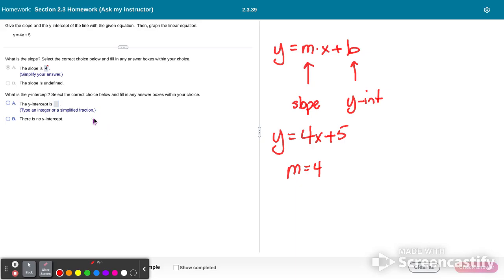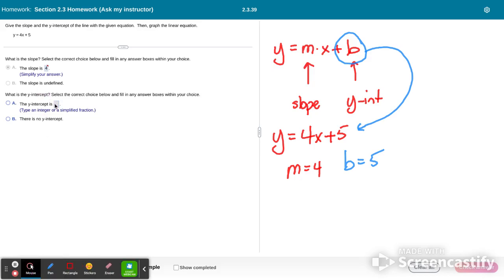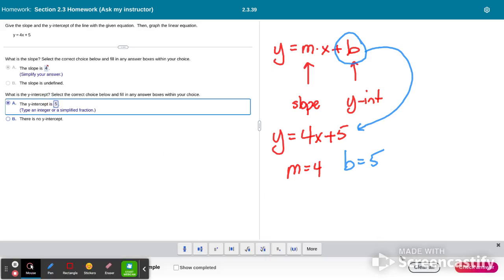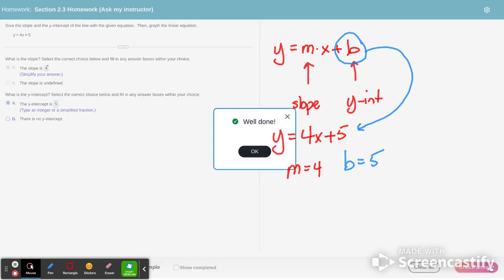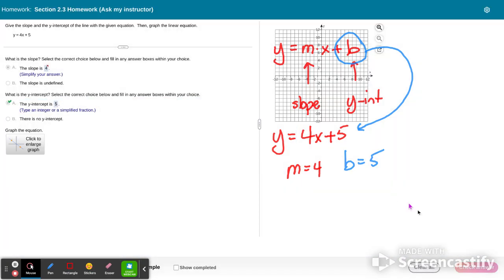All right. The y-intercept. So once again, that's just as easy because it's in this nice format, the slope-intercept format. The y-intercept is just that value right there. That means our y-intercept is going to be equal to 5. So we come over here and we plug in the 5, and we see that we got it right.